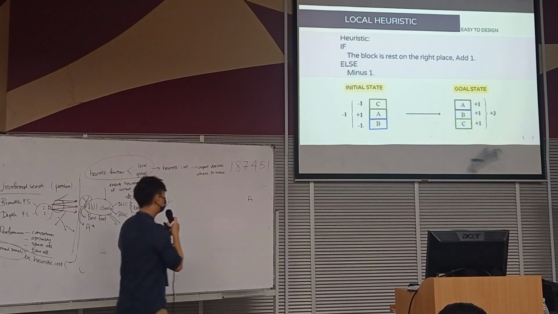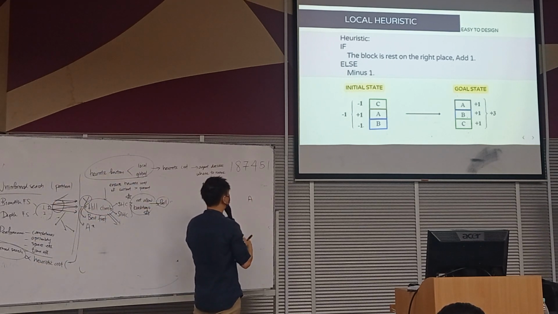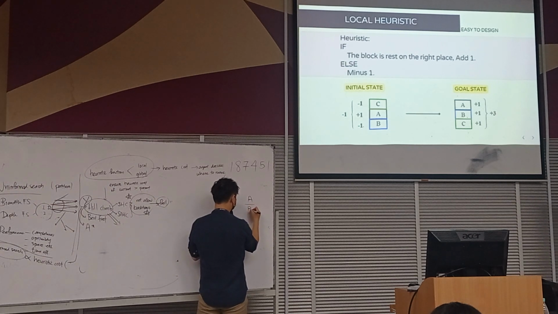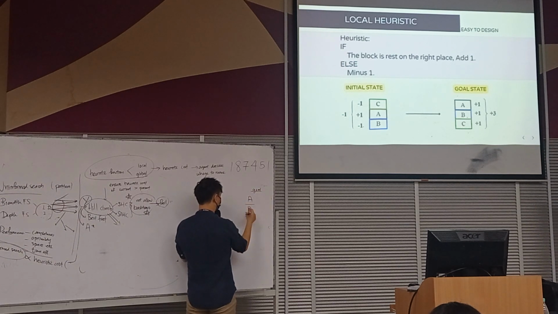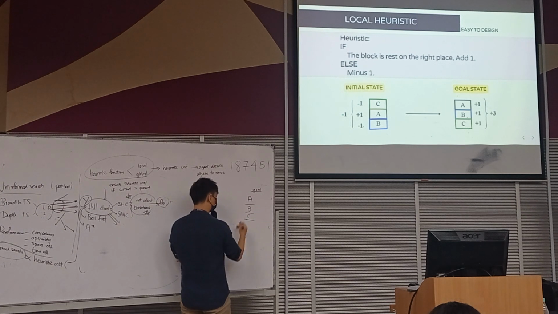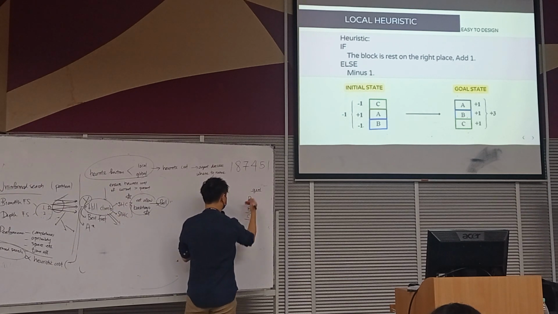Okay, so look at this heuristic function here. If the block rests on the right place, +1, else -1. So let's say this is the goal state. We know that A must be placed on the B. This is local, right? We just look at the A. A, is it placed on the B? Correct. B, is it placed on the C? Yes. C, is it placed on the floor? So this is what we are concerned with. We just want to look at this particular block.